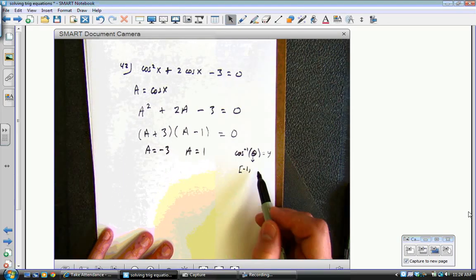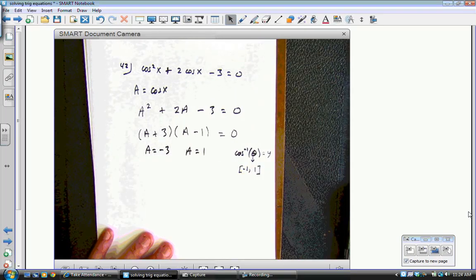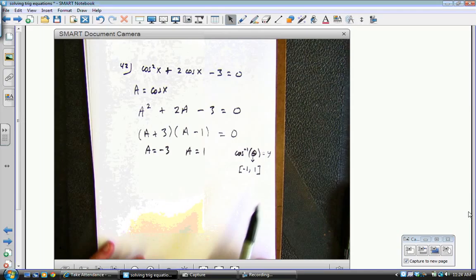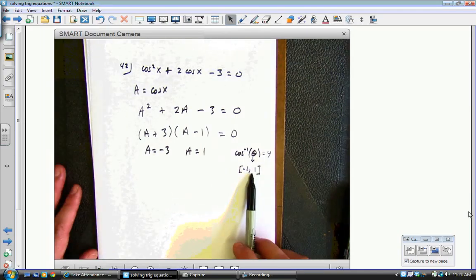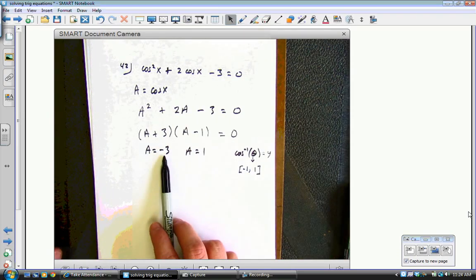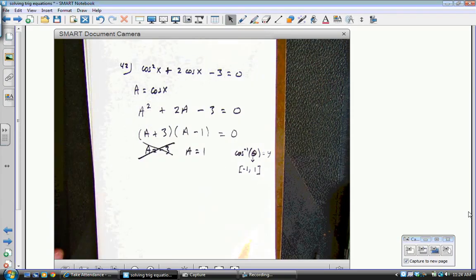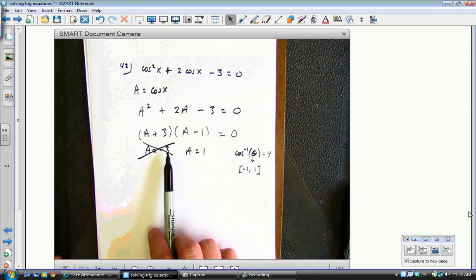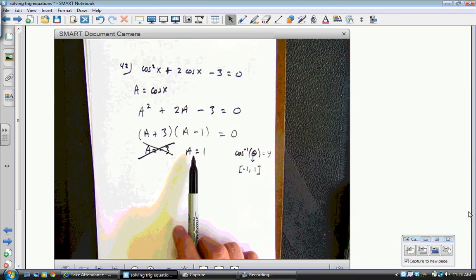Had to be in between negative 1 and 1. Remember that? That's not that big of a deal, okay? But this value here has to fall in between negative 1 and 1. Now, negative 3 does not, does it? So what's going to happen is this is not going to give me any solutions. Okay, the negative 3 is not. So I just don't have to worry about it. So anything that doesn't fall in between negative 1 and 1, I'm just going to do away with.